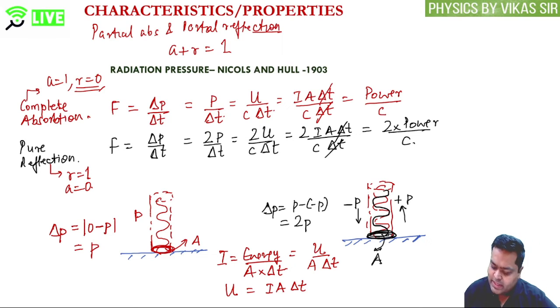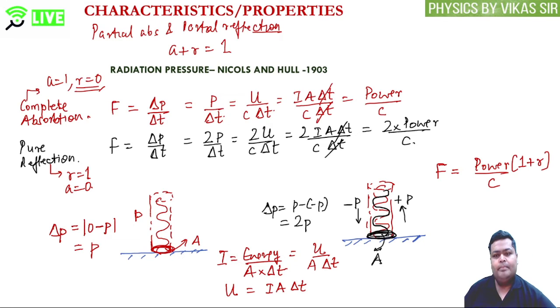Now, if I'm going to use the expression for the force in the partial absorption and the partial reflection, the expression will come out to be power upon C into 1 plus R. And now for the case of the pure absorption, you can use R equal to 0. So the expression will come out to be power by C. And for the case of the pure reflection, substitute R equal to 1. So we'll get twice of power upon C.